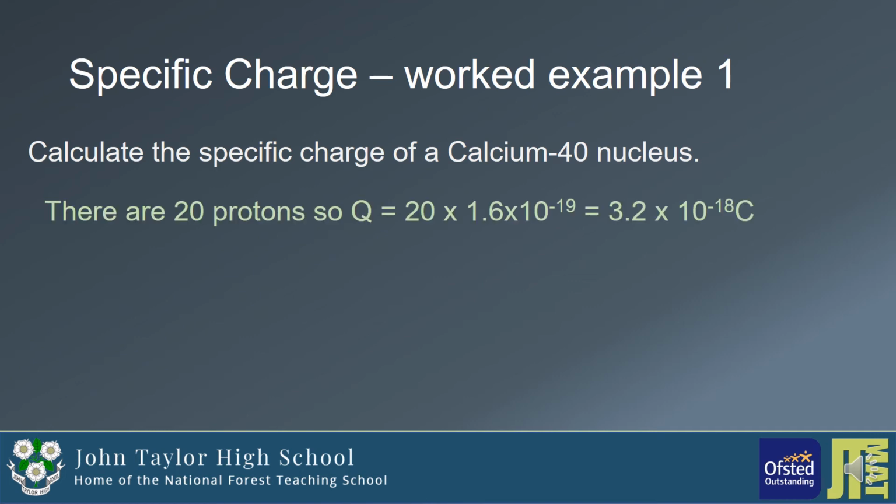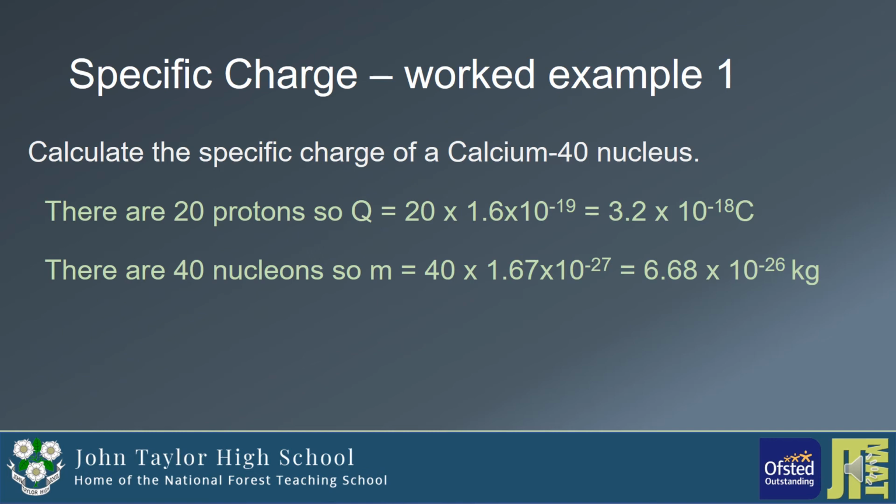So there are 20 protons, so the charge on that nucleus is 20 multiplied by 1.6 times 10 to the minus 19. That's the charge on each proton. And that gives us a total of 3.2 times 10 to the minus 18 coulombs. There are 40 nucleons. Nucleons is a group term for protons and neutrons together. We've seen that they've got a very similar mass, so to three significant figures we can just quote the same number. So it's 40 times 1.67 times 10 to the minus 27 kilograms, which gives us 6.68 times 10 to the minus 26 kilograms.